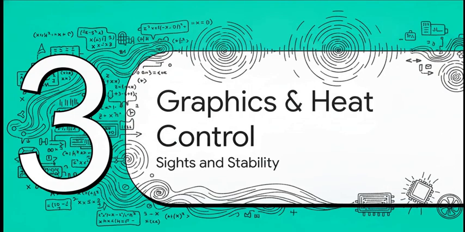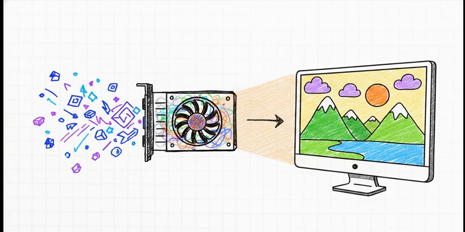Okay, let's pivot to section 3, graphics and heat control, focusing on visual output and keeping the system stable. Enter the GPU. So, while the CPU handles sequential logic, the GPU is your parallel processing powerhouse. It is custom designed to calculate thousands of shading effects, pixels, and vectors all at the exact same time, translating massive data pipelines into those fluid, high-resolution frames we all love.